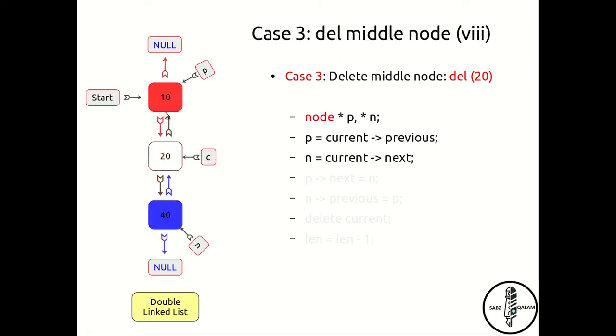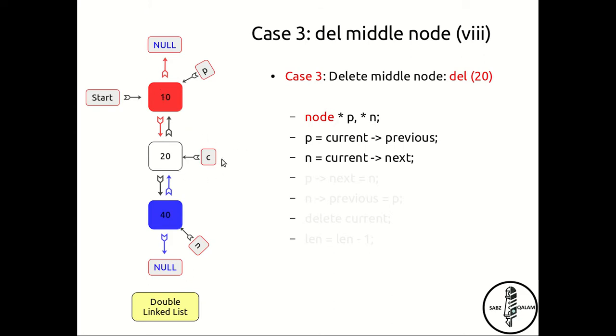So here P is shown in red, and also the pointers associated with it. The whole node N is shown in blue along with the previous and the next associated with it, and current is shown in black along with the previous and the next associated with it. So what you really want to do, when you want to delete this guy, is you want P's next to point to N, and you want N's previous not to point to C but to point to P.